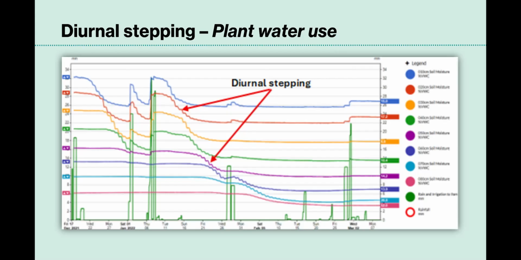Diurnal stepping is the regular daily fluctuations in moisture, typically showing a decrease during the day due to plant water uptake and a slight recovery or stabilisation at night. This pattern indicates that plants are actively using water, and the depth of diurnal stepping can be interesting too. It could tell you that your root system is developing pretty well, or that moisture levels are low and that roots are headed to the subsoil to get their moisture.